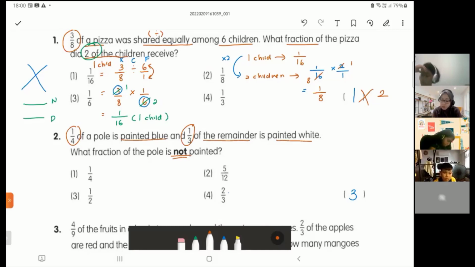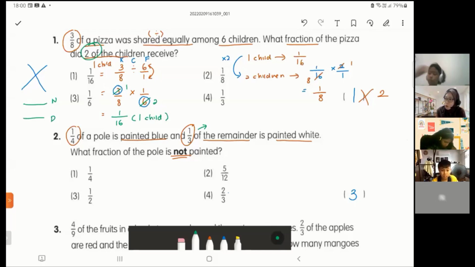Okay, so if you look at this, 1/3. So you know that not painted, painted white. This is the remainder already, right? After this painted white, the rest of them is not painted, right? Because the first portion they say that 1/4 is painted blue. After that there will be a remainder. So the remainder of the remainder, 1/3 is painted white. So after this, is there any more remainder? Yeah, the balance is not painted.